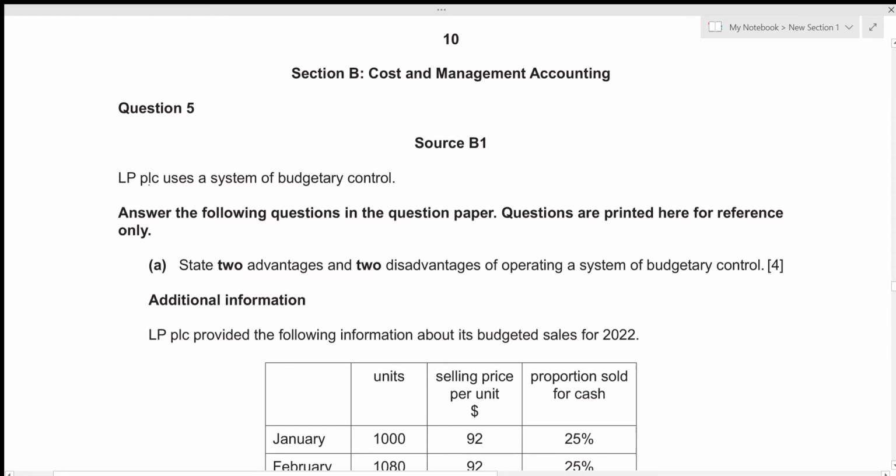LP PLC uses a system of budgetary control. So budgetary control basically means that LP PLC plans income and expenditures in advance and then compares it with the actual income and expenditures in order to identify if any corrective action is required or not. Now, for the first part of this question, we need to state 2 advantages and 2 disadvantages of operating a system of budgetary control. Let's write it down.